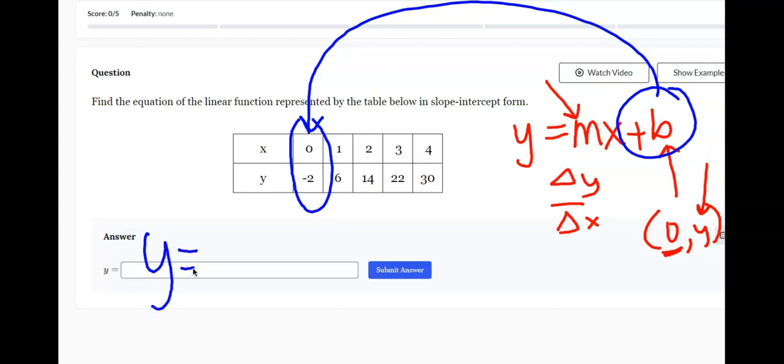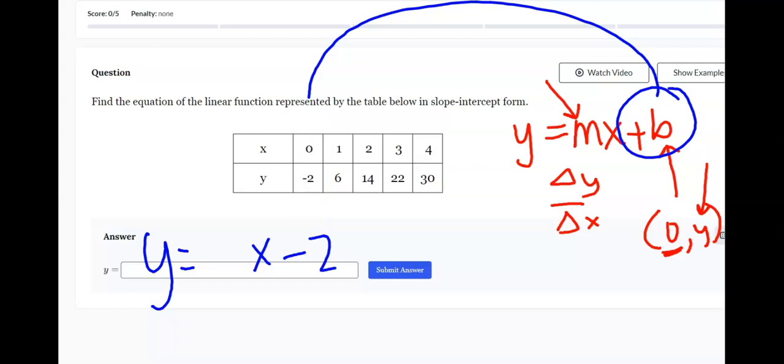So right now, my sentence is going to have a -2 after the x. All we need to do now is erase and replace the slope letter m. How do I do that? I do that by looking at the rate of change.